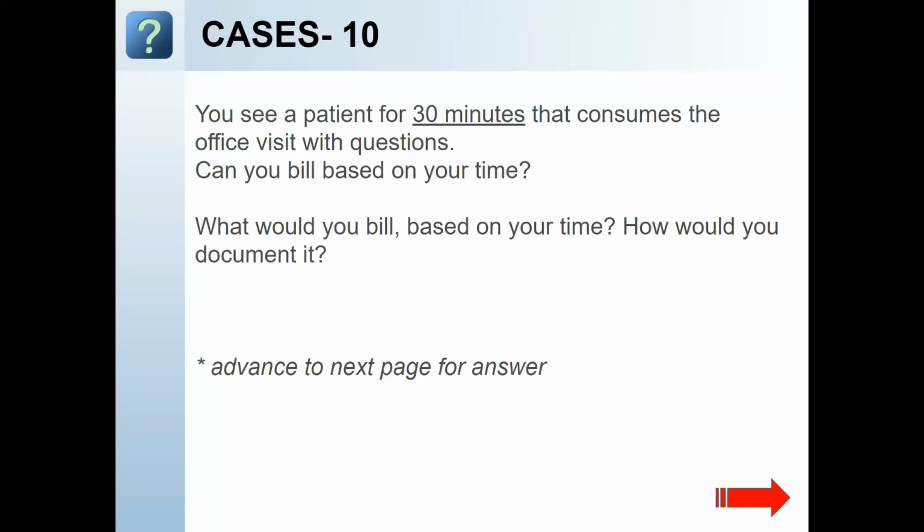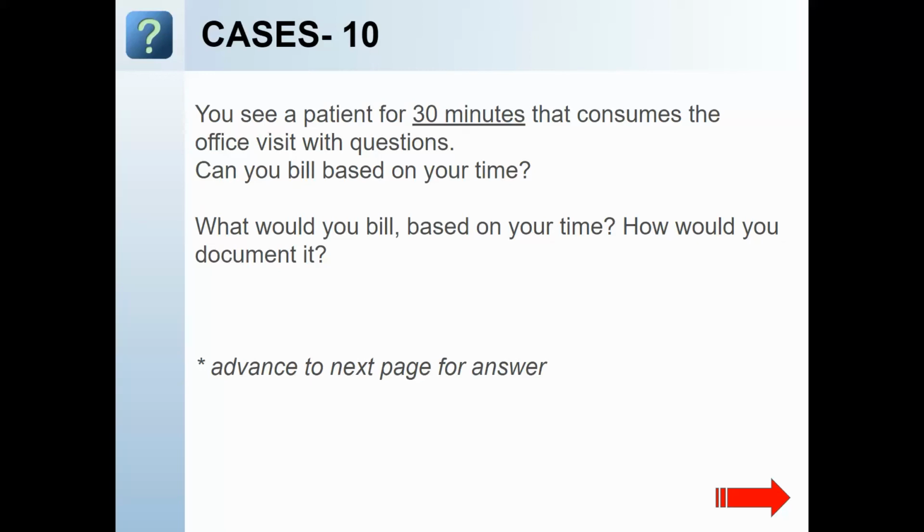We've talked about risk and data and diagnostic management decisions, but that doesn't seem to apply here. Can I bill by my time? And the answer, of course, is yes, you can. But before I get into it, let me say something else.